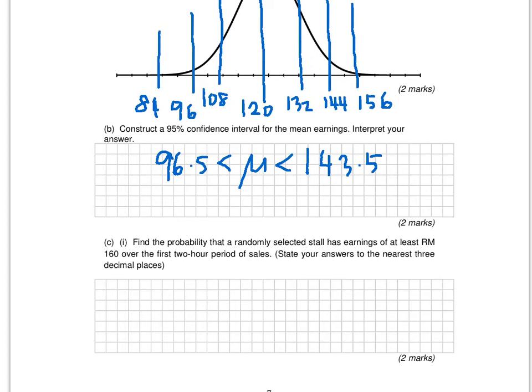Part C requires us to find the probability that a randomly selected store has earnings of at least RM 160 over the first 2-hour period of sales, and they would want us to leave our answer to the nearest 3 decimal places. Mathematical notation of this will be P(x > 160). Calculating using your NCDF with a mean and standard deviation of 120 and 12 respectively, we obtain the probability of 4.29 times 10 to the power of negative 4.